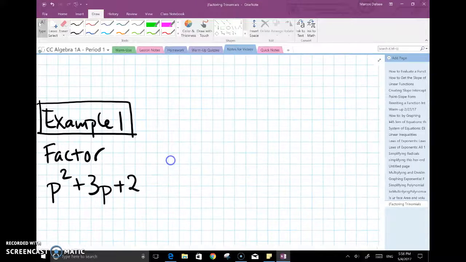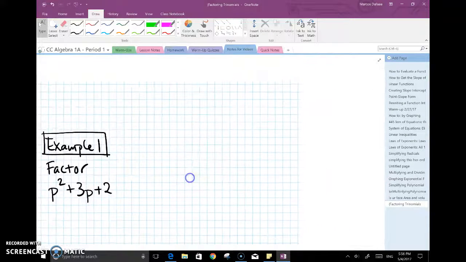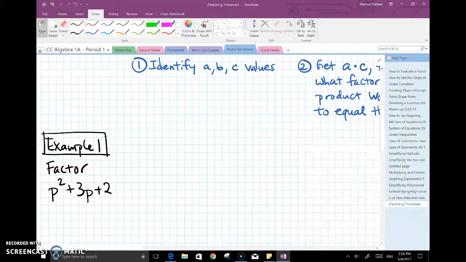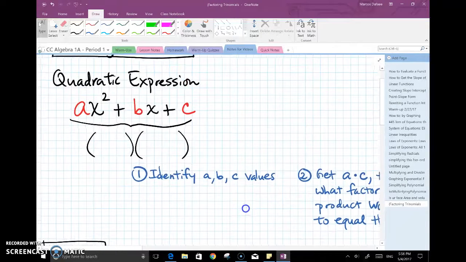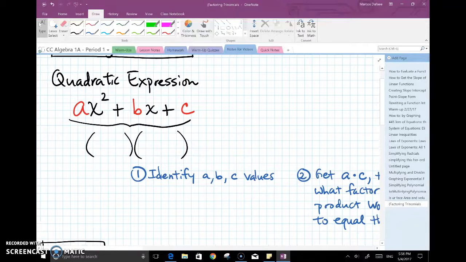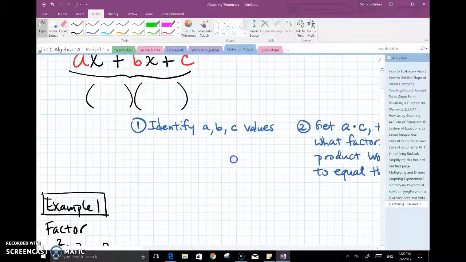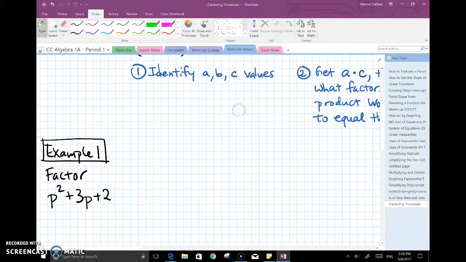We're going to factor p to the second power plus 3p plus 2. Now to do this, the first step would be to identify the a, b, and c values. If you remember from our expression up here, a and b are both coefficients and c is a constant. If we look at our expression here, our a value would be 1, which is right there. So I can say a is 1.